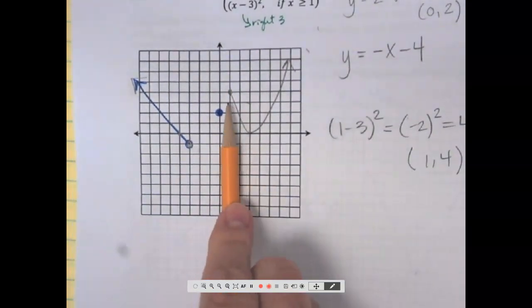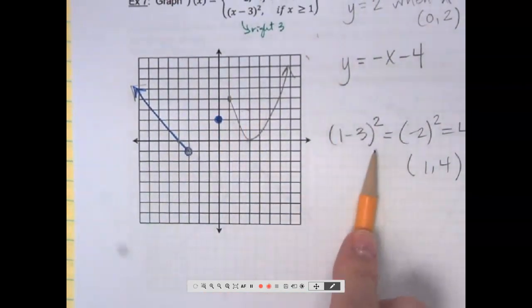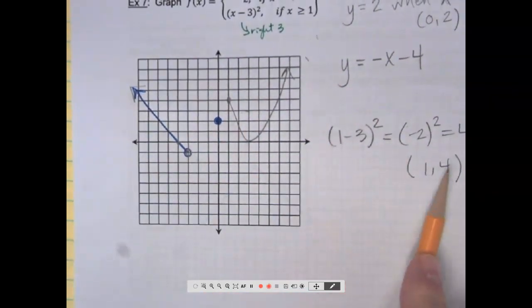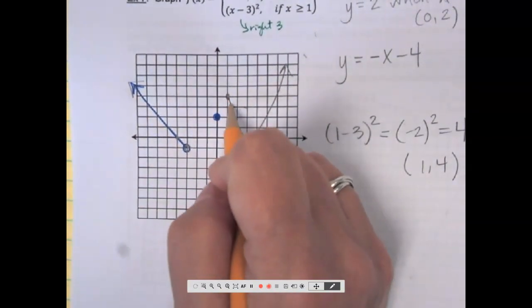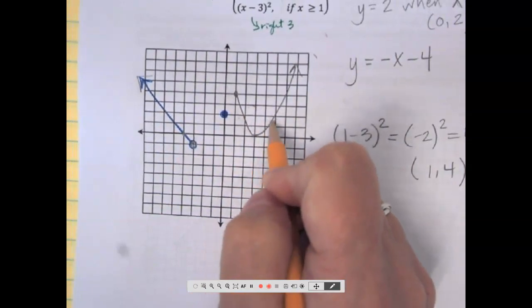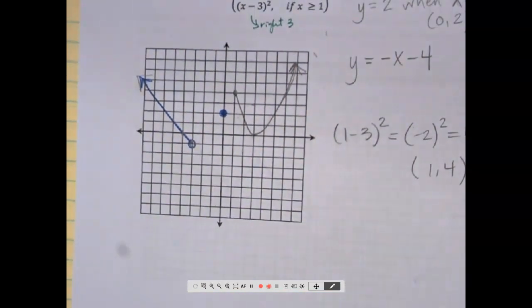So I went to where x is 1, and I didn't really know how high to make that point. That's why I plugged it in to figure out that ordered pair. So (1, 4) is where that parabola is cut. And I stick with everything to the right. Definitely discontinuous, isn't it?